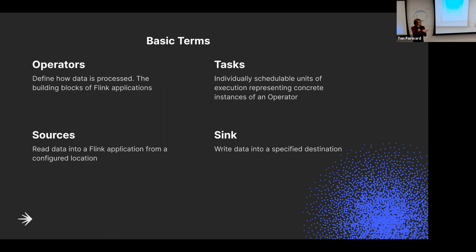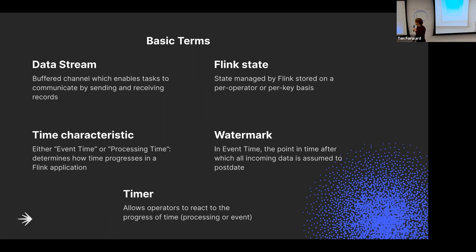So some more terms. Data streams are buffered channels. It's like a Flink primitive data type that allows tasks to communicate with each other. This can happen over the network or within a single JVM. You have Flink state. This is a managed, consistent view of state that certain operators can access. You have this term time characteristic. This refers to different schemes of time progression that you can use for a Flink application. The two available characteristics are called processing and event time. Processing meaning wall clock time. Event referring to timestamps that are marked on your data elements.